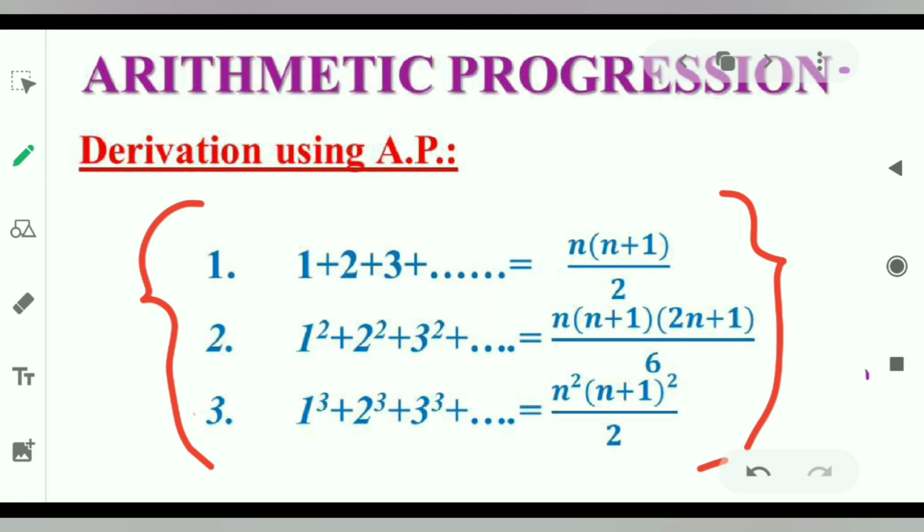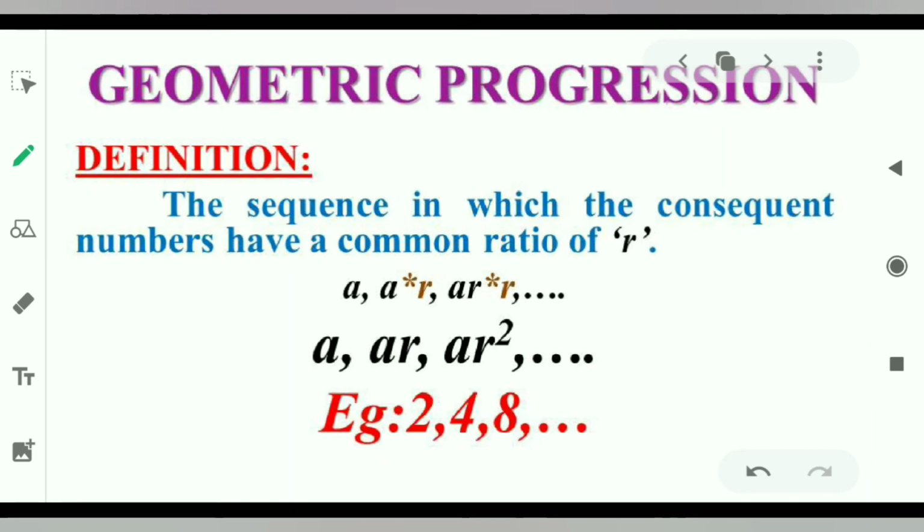Similarly, third derivation, sum of cube of n natural numbers, that is 1 cube plus 2 cube plus 3 cube plus etc., which is equal to n square into n plus 1 the whole square whole divided by 2. Hey, congratulations! We have completed the first part of our lecture, arithmetic progression. Let's quickly get into definition of geometric progression.